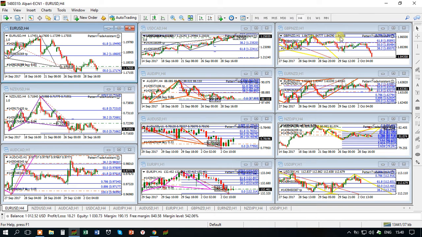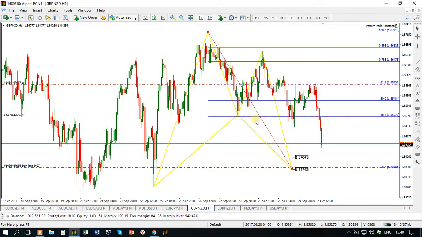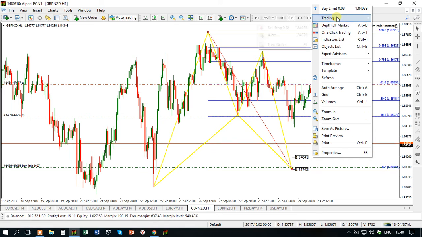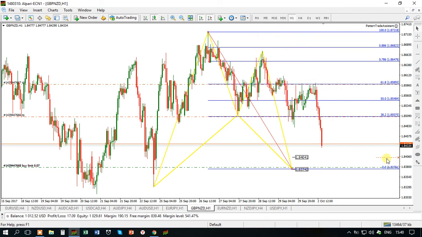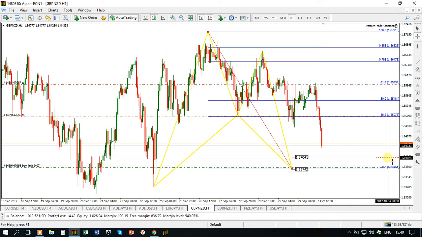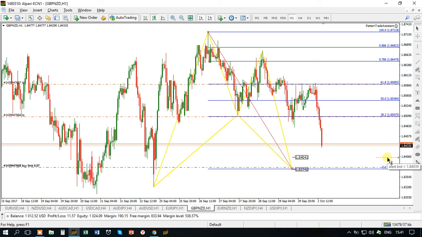Let me find some trading opportunity. For example, here, if it breaks this, you can set an alert, right click, trading, alert. Here it is. And then you can stretch this alert this way, like this. Okay, come on. You see, coinciding with this. Boom. So this is the alert. It will notify you if the price hits the level.